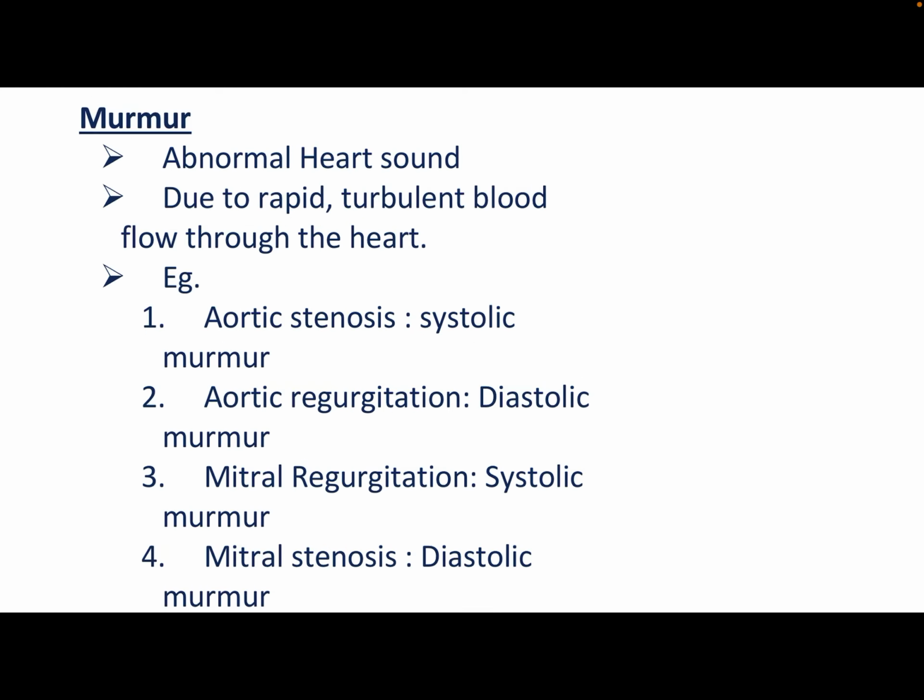Then the next topic is murmur. So what is this murmur? It is nothing but an abnormal heart sound. What is the cause or reason for murmur? It is due to rapid turbulent blood flow through the heart. So this is the cause, and this is the definition. Abnormal heart sound is murmur, and it is due to rapid turbulent blood flow through the heart.